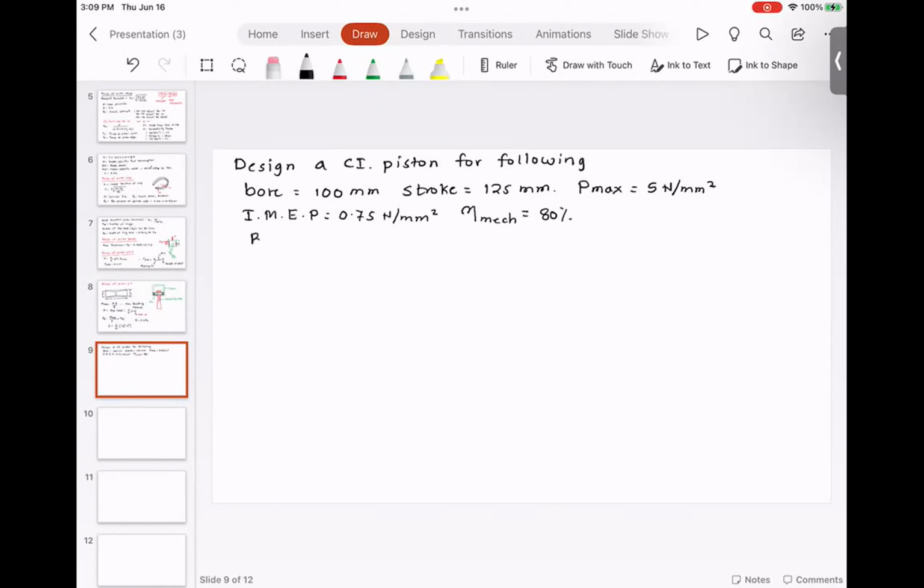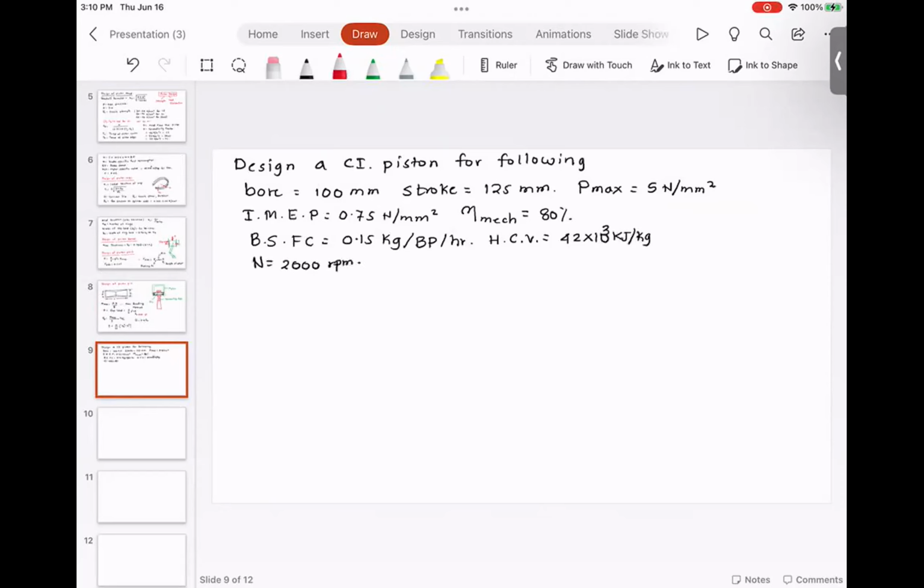Brake specific fuel consumption is 0.15 kg per horsepower, brake power per hour. Higher calorific value is 42 times 10 to the power 3 kilojoules per kg. Speed is 2000 RPM.